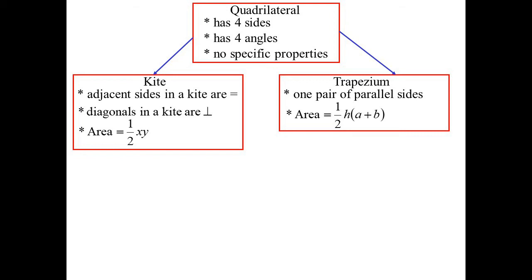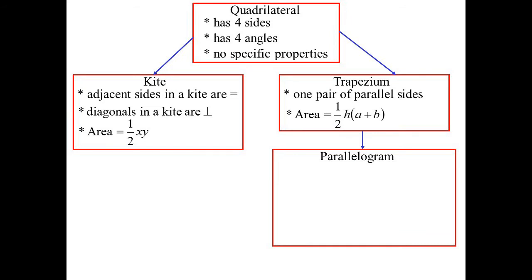We know half the height, that being the perpendicular height, and then the sum of the parallel sides. Okay, let's branch down to the parallelogram. So a parallelogram is a type of trapezium, so I suppose theoretically you could, if you wanted to, use the trapezium area formula to find the area of a parallelogram. Don't know why you'd want to, but you could. It's now got 2 pairs of parallel sides.